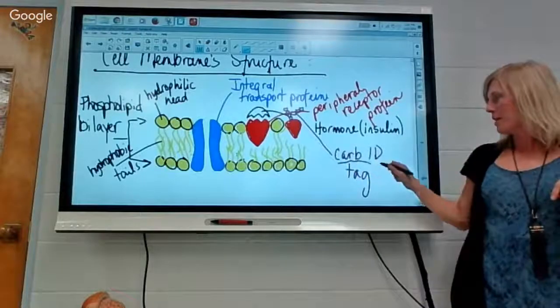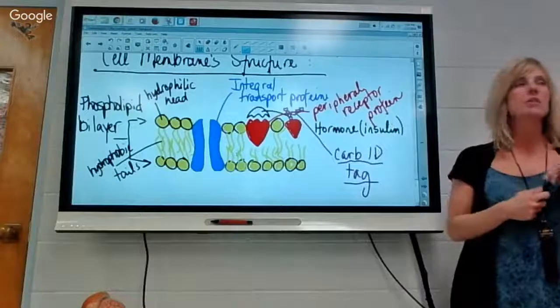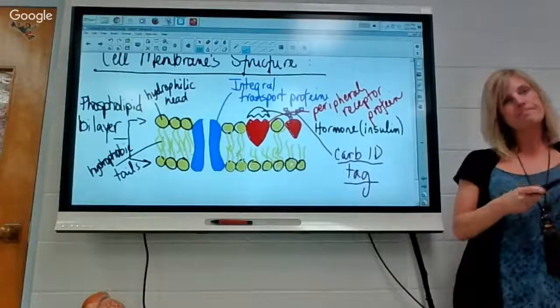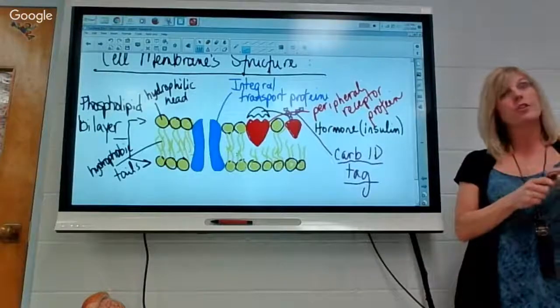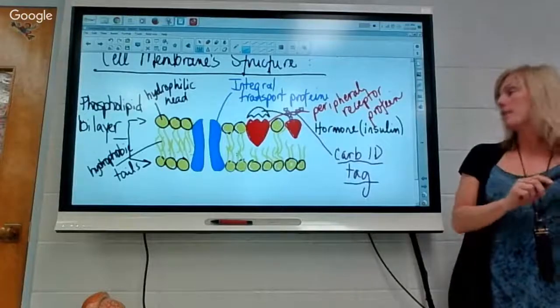So yeah, that's kind of a neat thing though. So you have your own. So how would the ID tags compare if you were an identical twin? They're almost the same. Should be the same. So that's why you're a perfect organ donor. You should have the same carb ID tags.